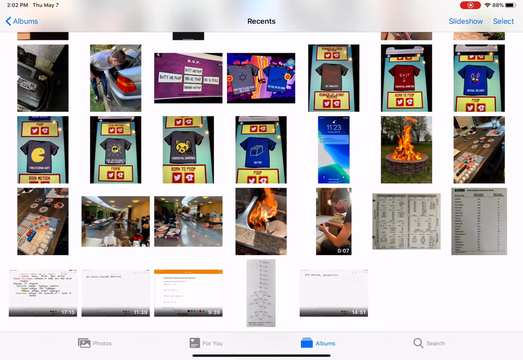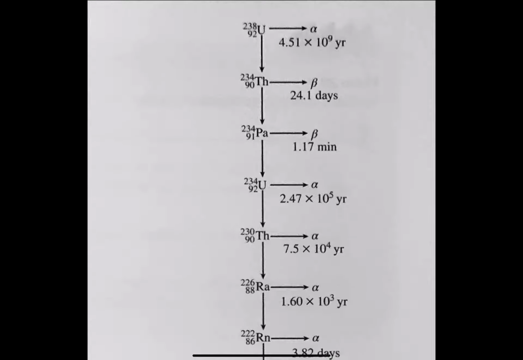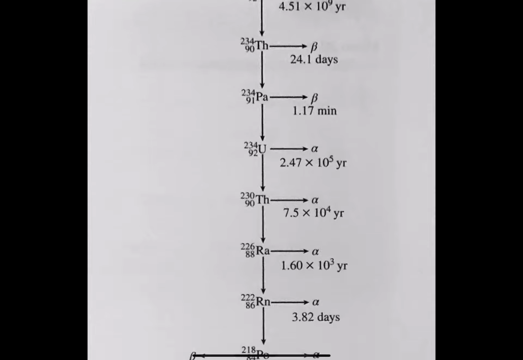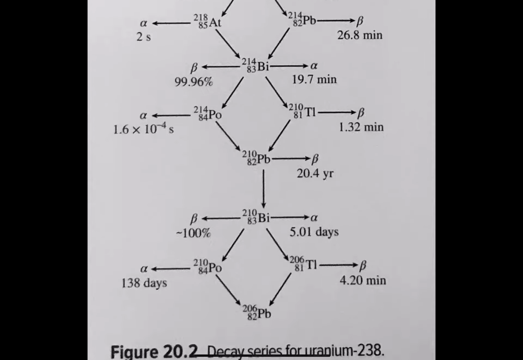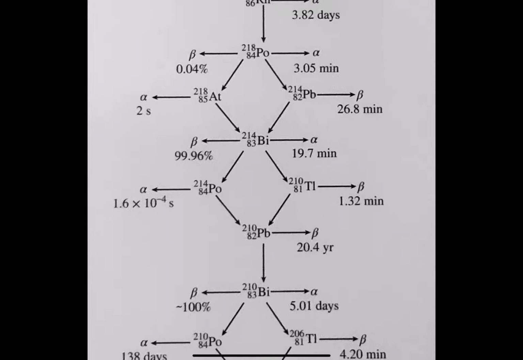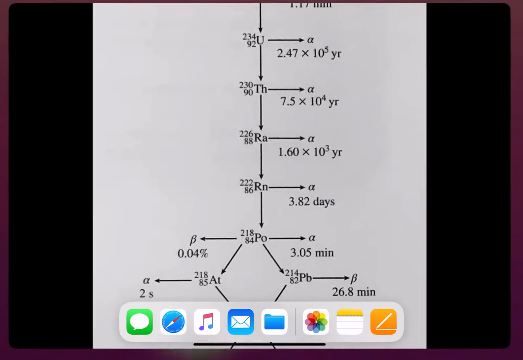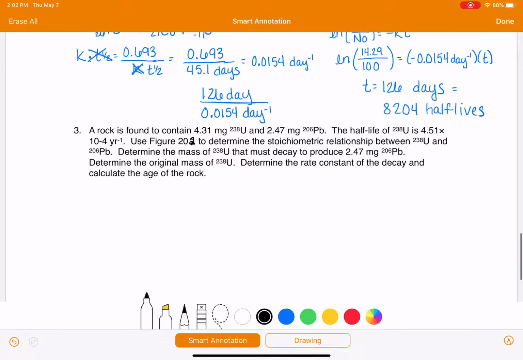So here it is. This is the decay series, so we're starting with the uranium-238. And we're just looking at the stoichiometry here. So 1 uranium converts to 1 thorium, to 1 Pa, to 1 U, 1 Th, etc. We're trying to get all the way down to lead. So it's a 1-to-1 relationship in this. You don't see a stoichiometric coefficient anywhere in this whole entire figure. So that's going to make this pretty simple for us. So the stoichiometric relationship between uranium and the 206 lead is 1-to-1.